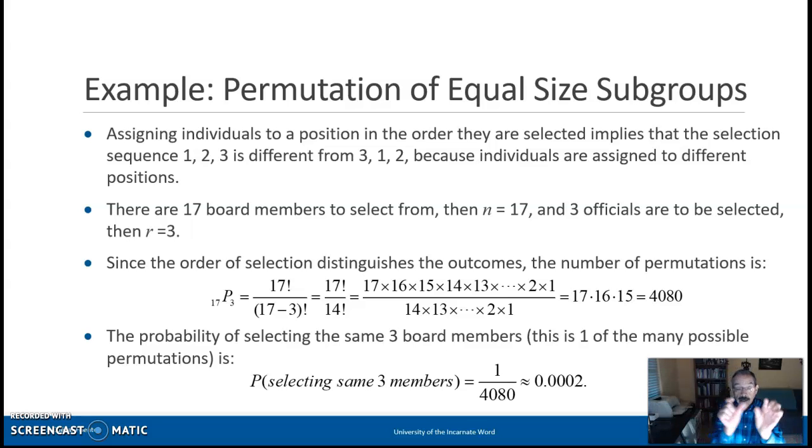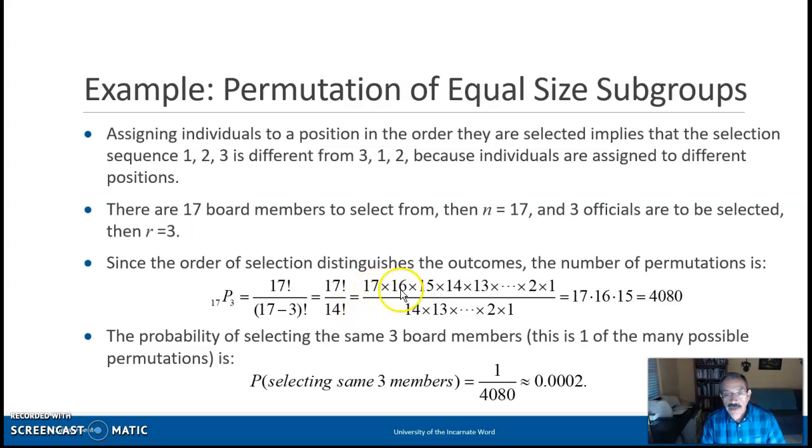So clearly the sequences show different outcomes. There are 17 board members to select from, so N is 17, and you're selecting 3 officials, so R is 3. To calculate the number of permutations of 17 individuals into groups of 3, it will be 17 factorial divided by 17 minus 3 factorial, which is 17 factorial divided by 14 factorial.